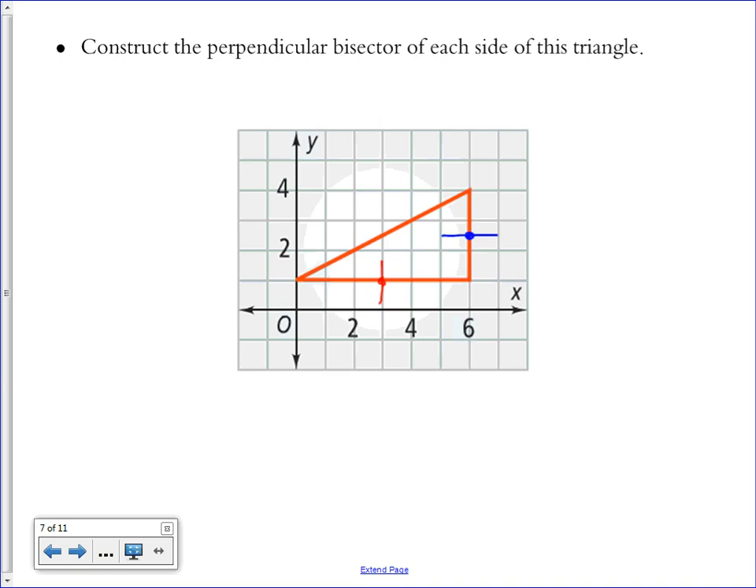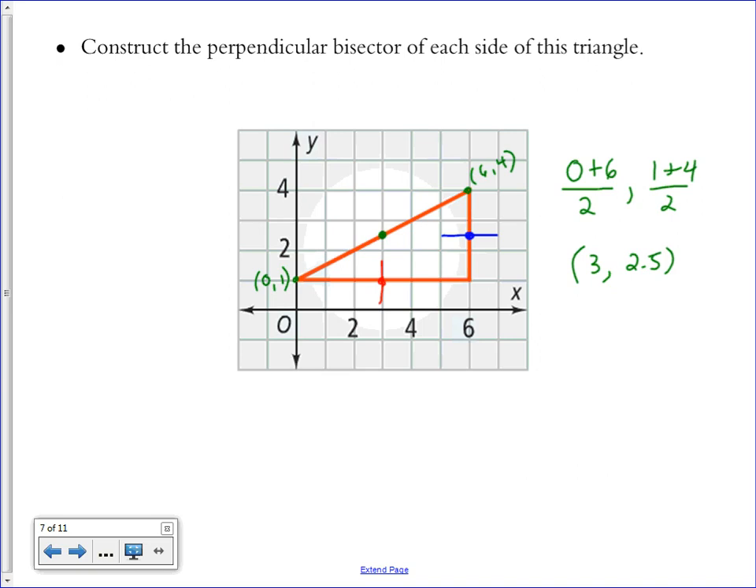The third one, it's a little harder to see the midpoint, so I'm actually going to calculate the midpoint, knowing that the two endpoints are, let's see, this point is located at (0, 1). This point is located at (6, 4). I'm going to find the two averages in order to calculate the midpoint. 6 over 2 is going to be 3. 5 over 2 is 2.5. So I'm looking for the point at (3, 2.5), which is right there.